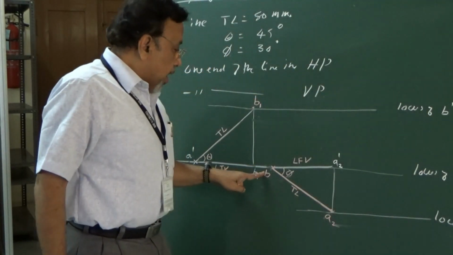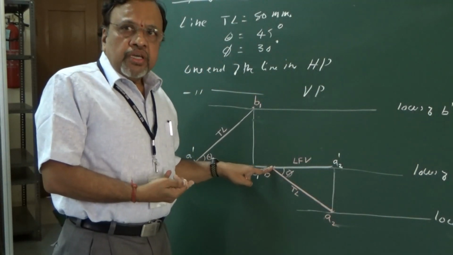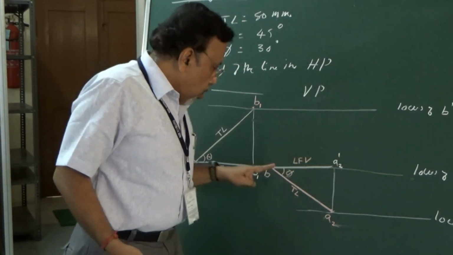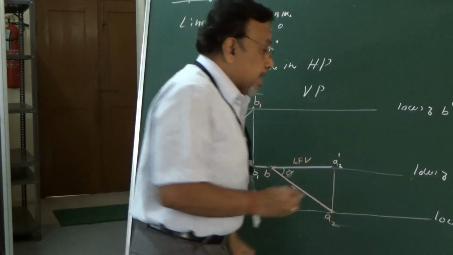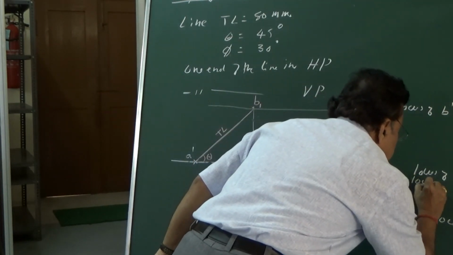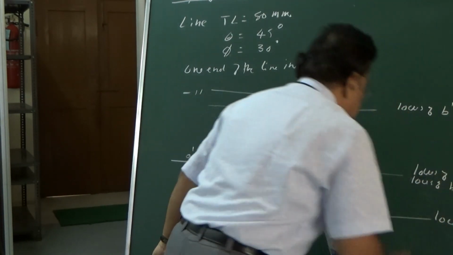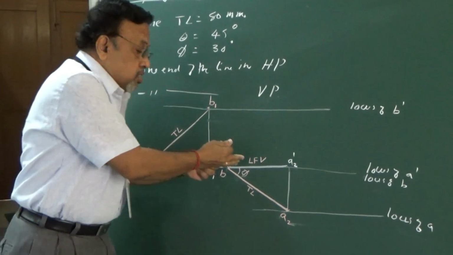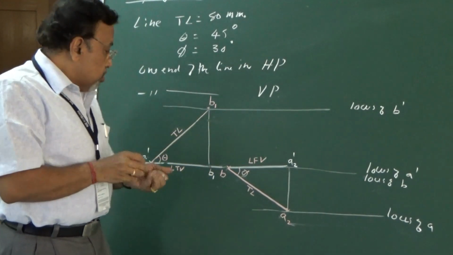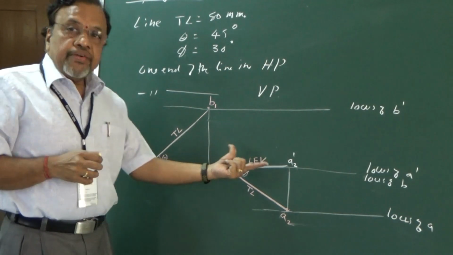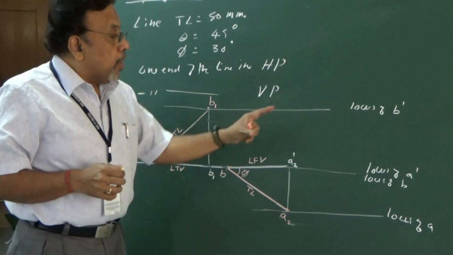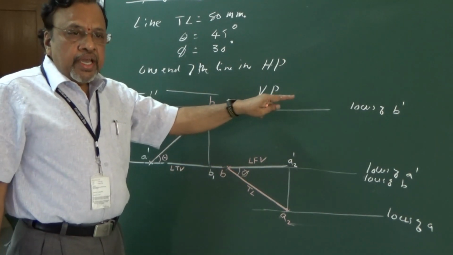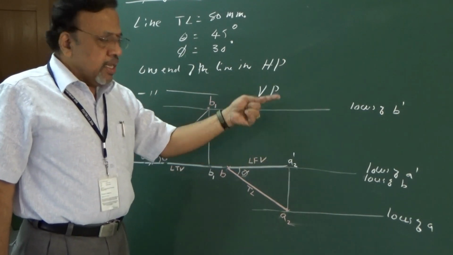Okay, and also I said that B is in VP. Since B is in VP, what about your locus of B? Locus of B also should be on the XY line. Now as I was telling you, from stage 1, stage 2, we are able to determine LTV, LFV. Not only that, we are able to determine the ends A and B in the top view as well as in the front view.